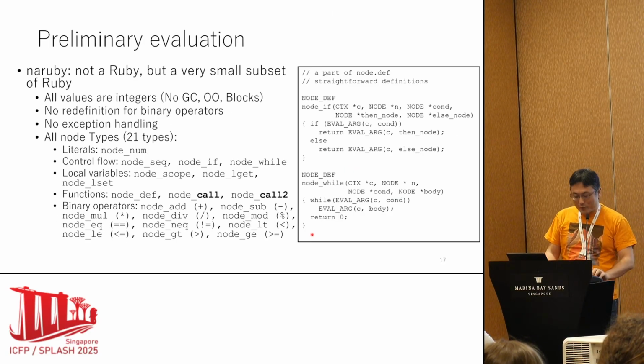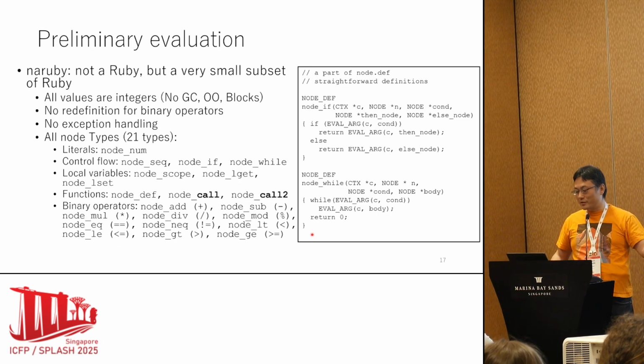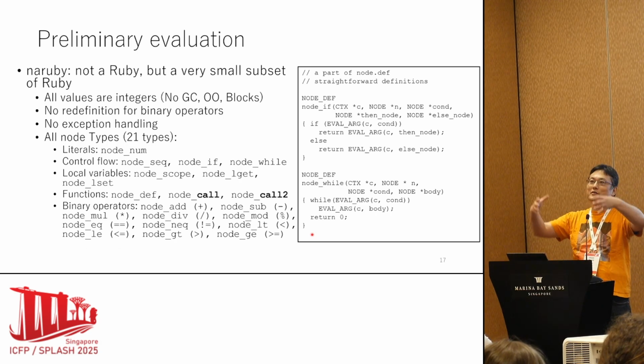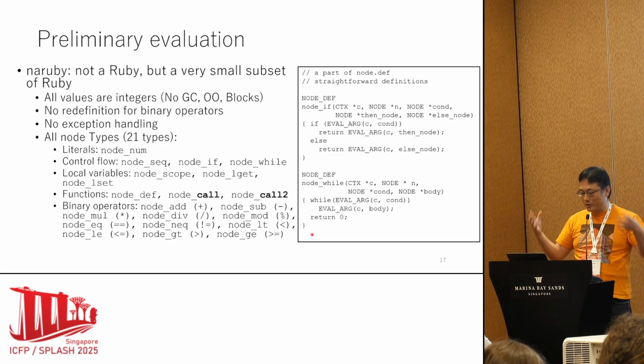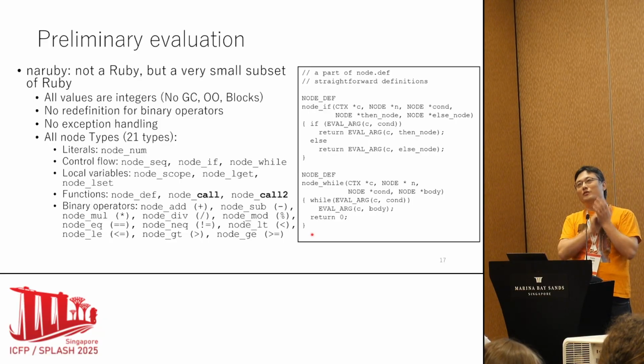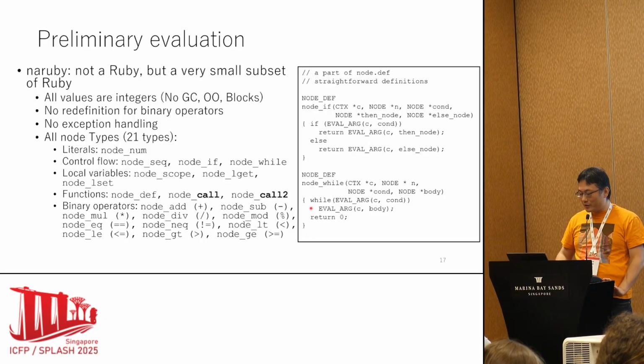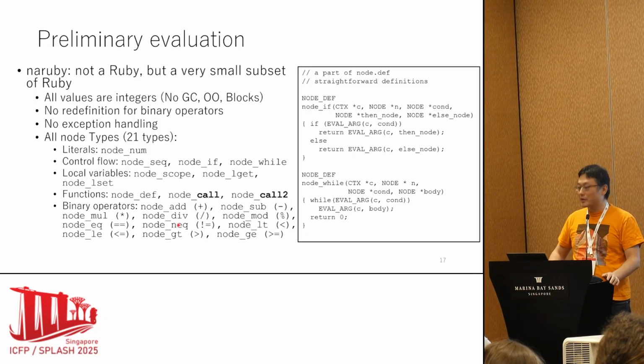So we make a preliminary evaluation. We make a very, very small subset of Ruby, named Naruby, without the object-oriented and many rich functionalities from Ruby. And it has 21 types and 300 node definitions.